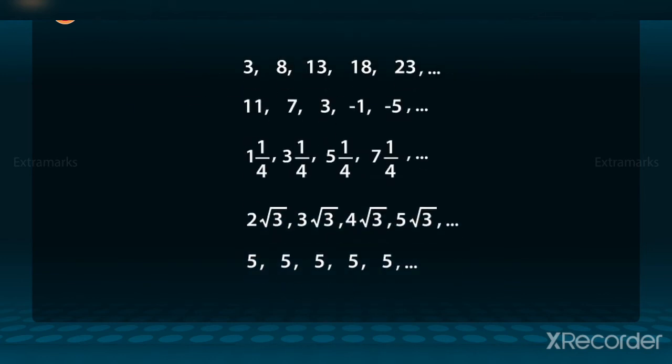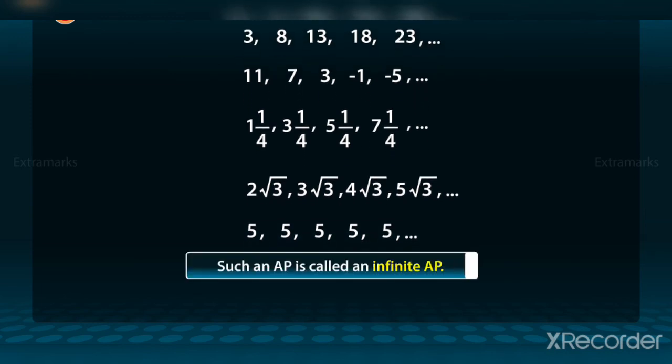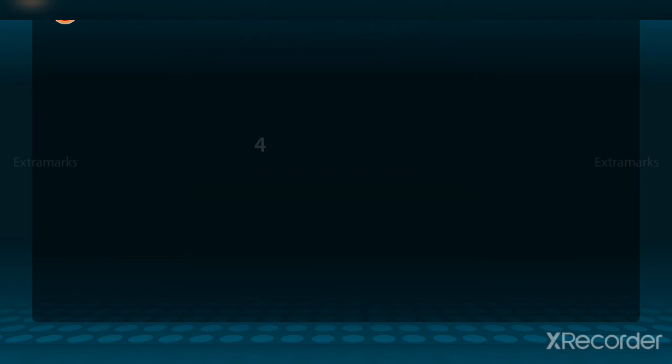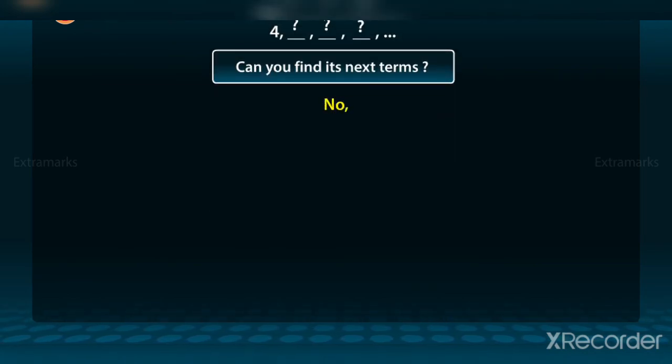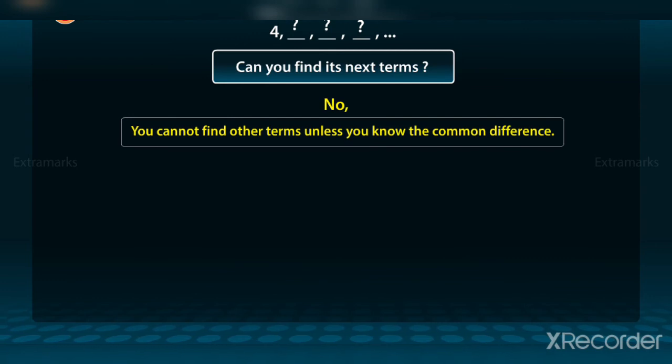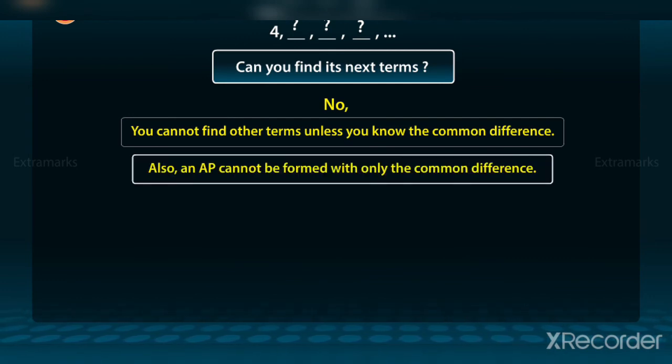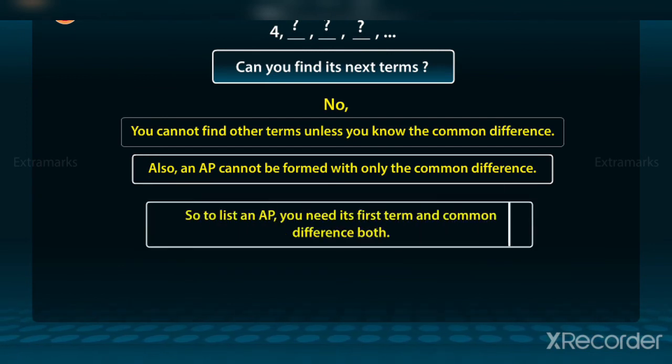The other APs given here are not finite, and so they are called infinite arithmetic progressions. Such APs do not have a last term. Now, suppose you are given only first term of an AP. Can you find its next terms? No. You cannot find other terms unless you know the common difference. Also, an AP cannot be formed with only the common difference. So, to list an AP, you need its first term and common difference both.